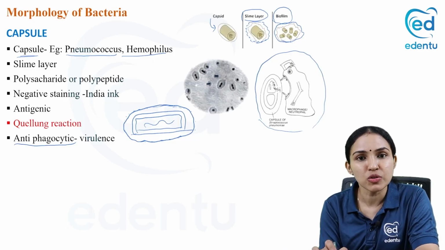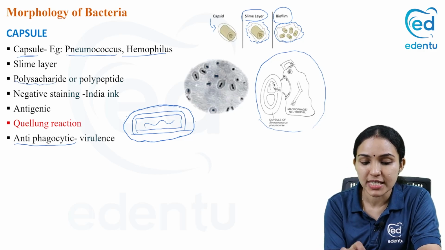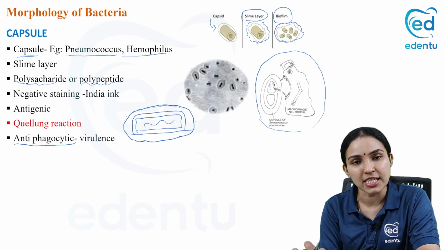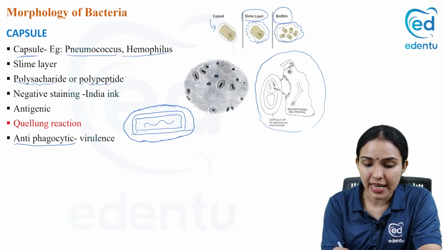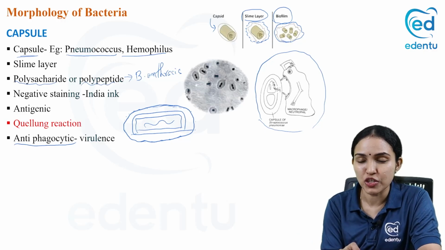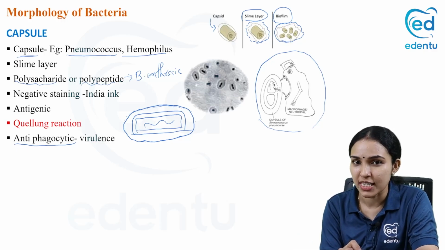And what is this capsule composed of? It can be either polysaccharide or polypeptide. Most bacteria have a polysaccharide capsule. The exception is the first one you learned in Koch's postulates, Bacillus anthracis. Bacillus anthracis has a polypeptide capsule. All other bacteria have a polysaccharide capsule. So this is an important MCQ.